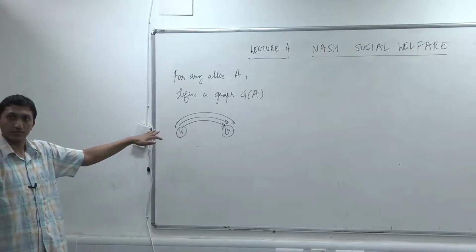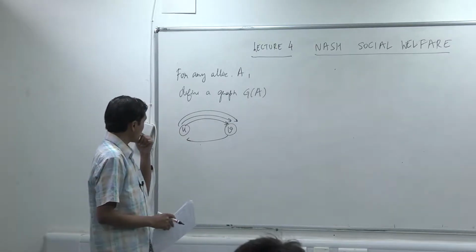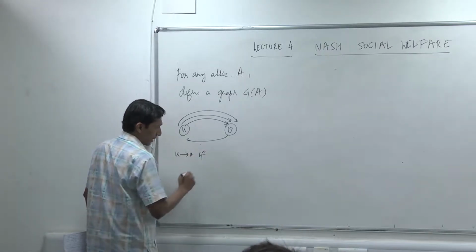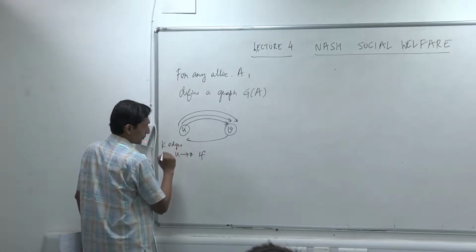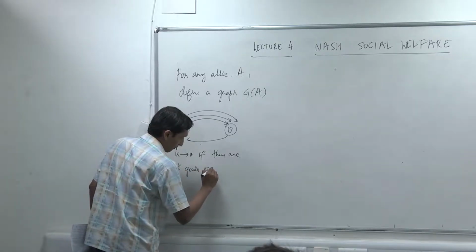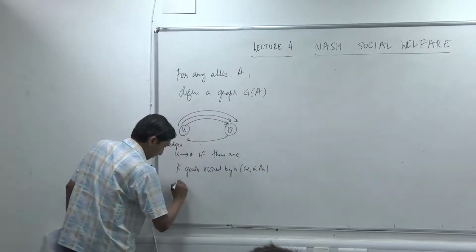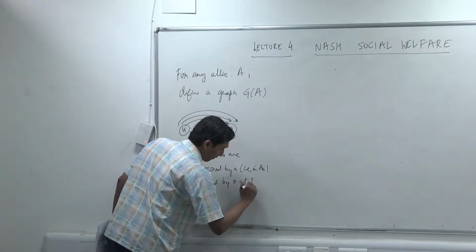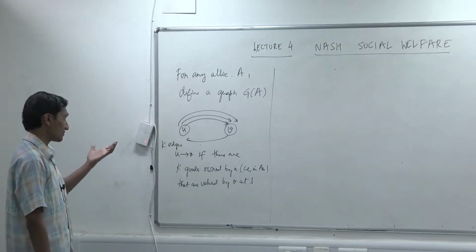And the edges can also go in the other direction. Okay, so K edges U to V, if there are K goods owned by U, that is in A of U, that are valued by V at 1. Okay, so I can draw this graph easily.